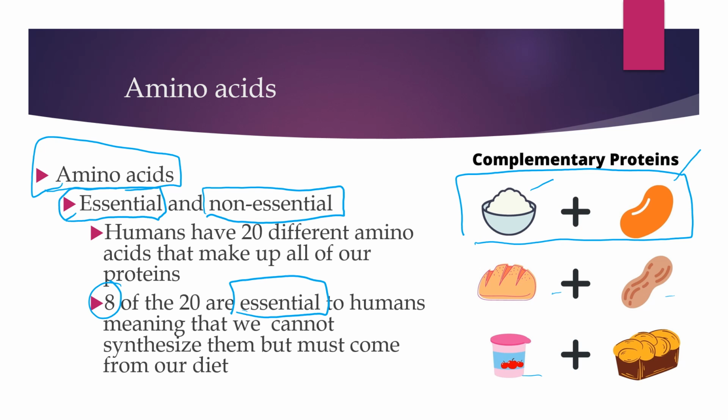So if you're not eating animal foods, and if you are just eating plant foods, you have to be more aware of combinations of proteins to be able to get all your essential amino acids, particularly in young children who are growing and have a higher protein requirement.